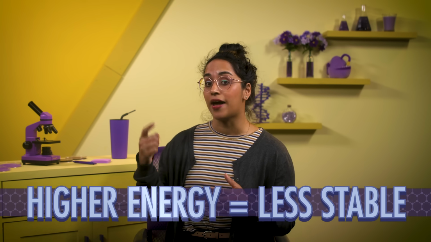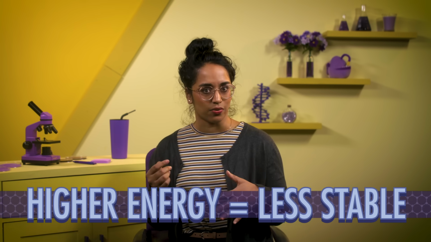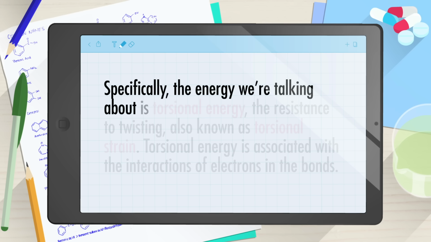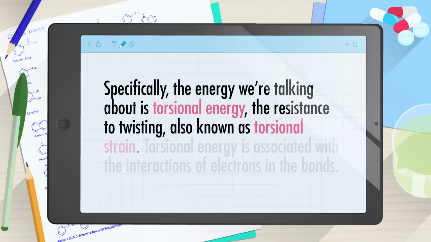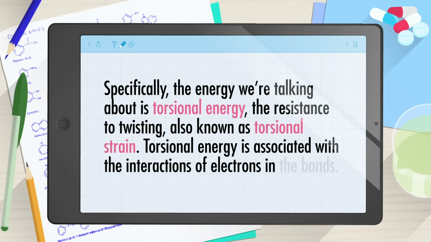We care about dihedral angles because some conformers have higher energy than others, and higher energy means it's less stable. Specifically, the energy we're talking about is torsional energy, the resistance to twisting, also known as torsional strain. Torsional energy is associated with the interactions of electrons in the bonds. A good way to understand how conformations relate to torsional energy is imagining the hydrogens like seats in a theater.